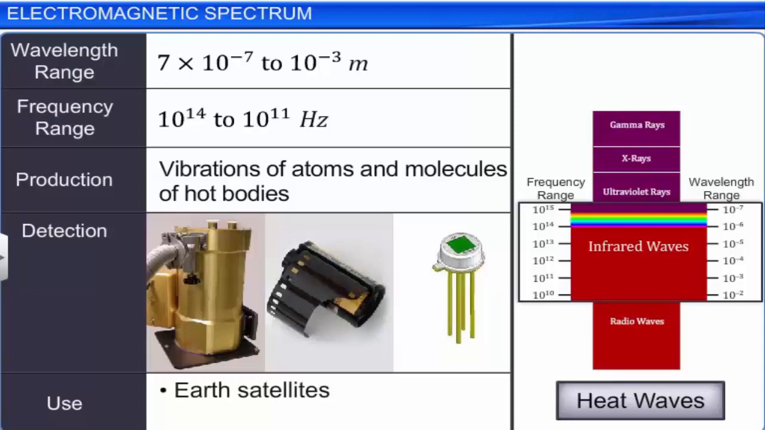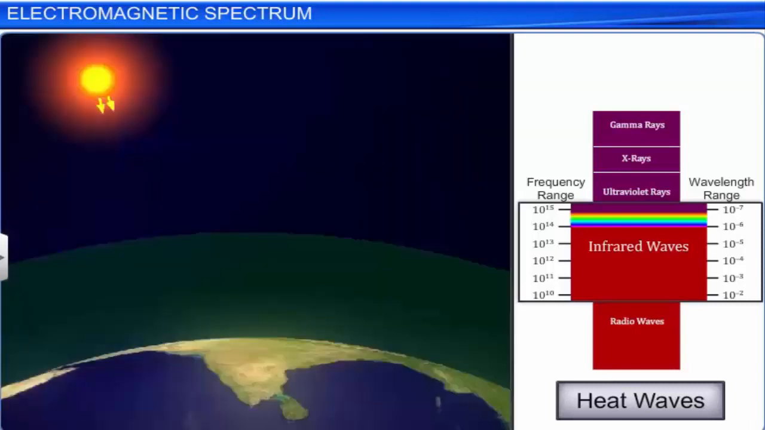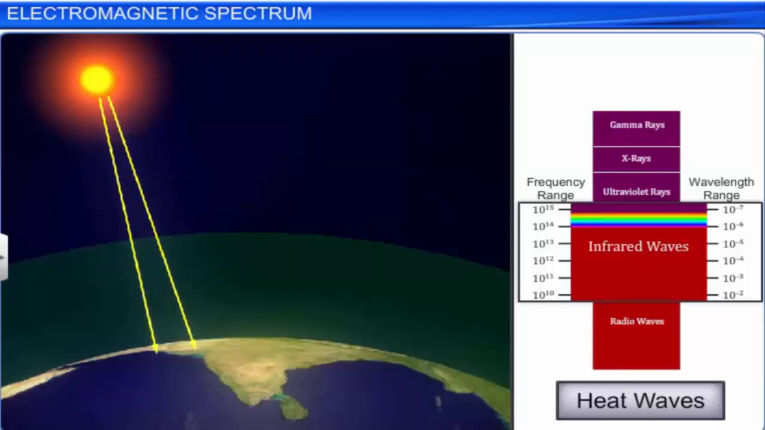The visible light absorbed by the Earth's surface is radiated as infrared waves. These infrared rays are trapped by the greenhouse gases such as carbon dioxide, water vapor, ammonia vapor, etc. Thus, the gases maintain the average temperature of the Earth. This is referred to as the greenhouse effect.